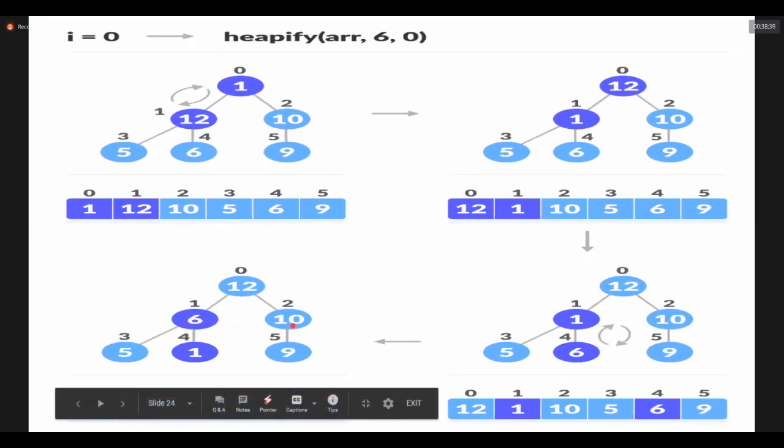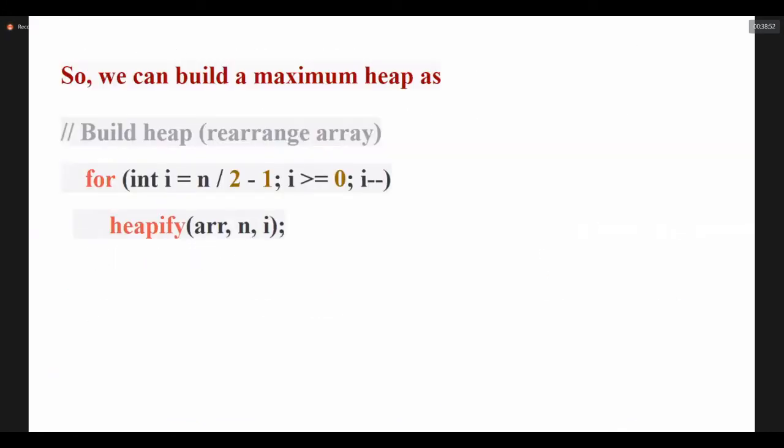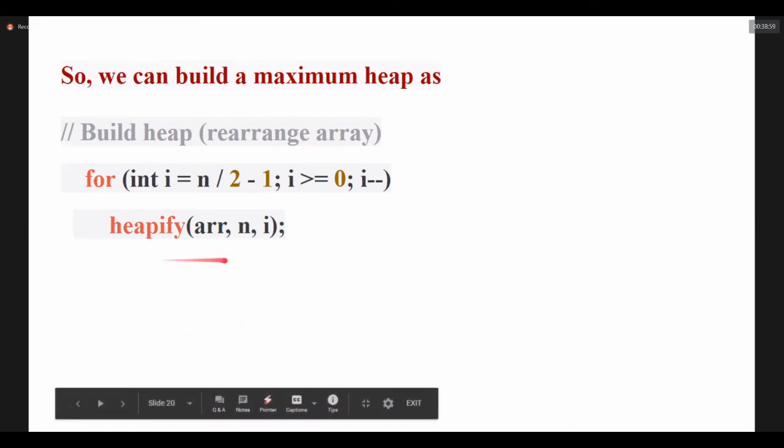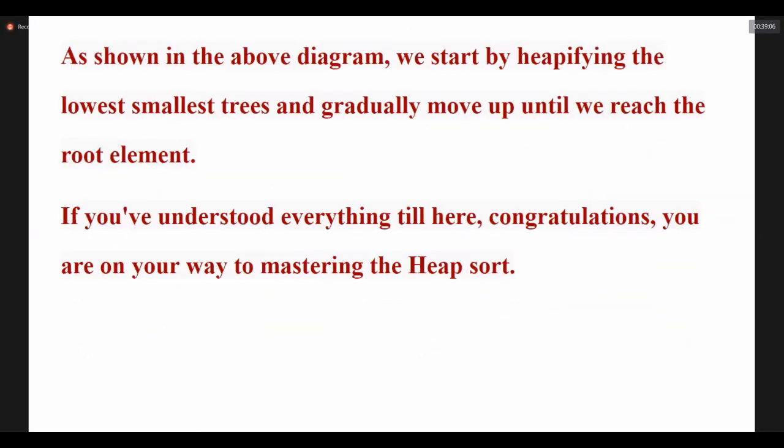Next, this is the heapify process. Okay, did you get the heapify process? We start the heapify at n by 2 minus 1. We start the heapify process at n by 2 minus 1, i greater than 0, i minus minus. We call the heapify function, array of n comma i. All of you got the point? Heapify.